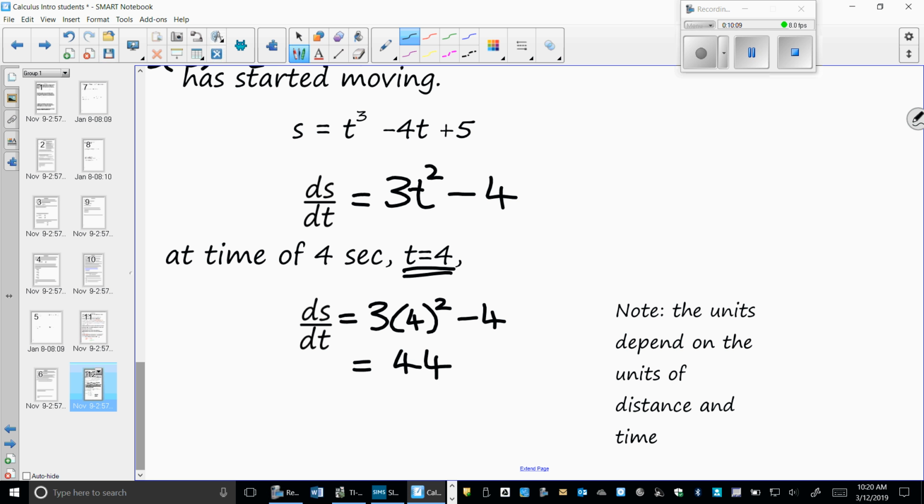Now, the units are going to depend on what distance and time units we've used. Our distance was in meters, and the time was in seconds. So this is going to be meters per second, or m s to the minus 1. Either of those two would be acceptable.